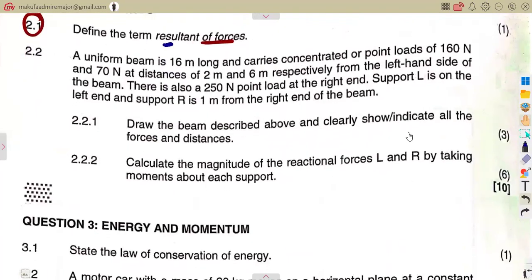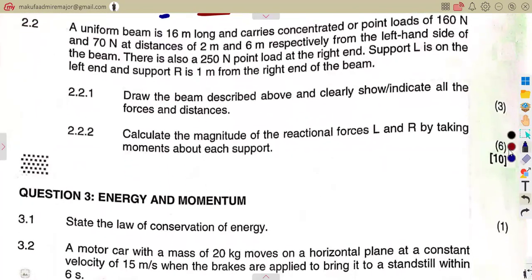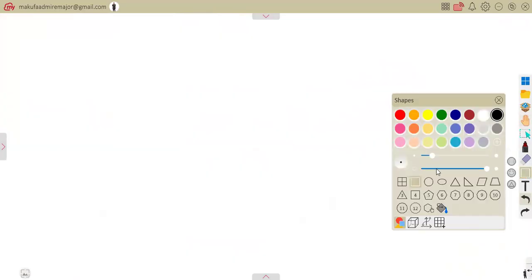Then on 2.2, you're given a uniform beam that is 16 meters long, carries concentrated or point loads of, all right, so we need to draw this on 2.2. So guys, as we are reading this information, we'll be drawing our diagram because we need to understand what is happening there. Okay, so this is it.